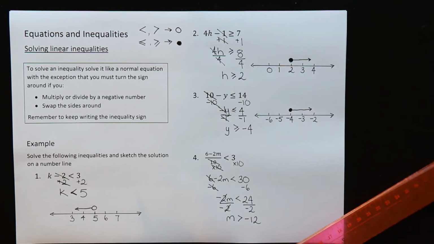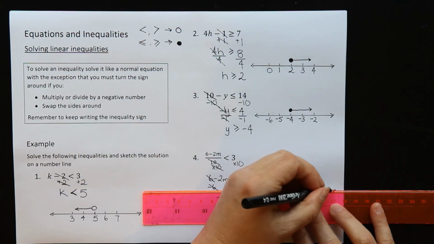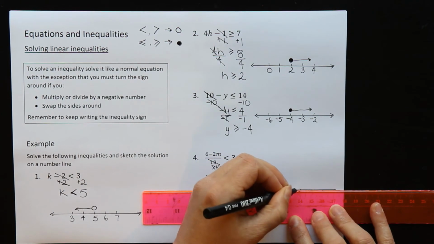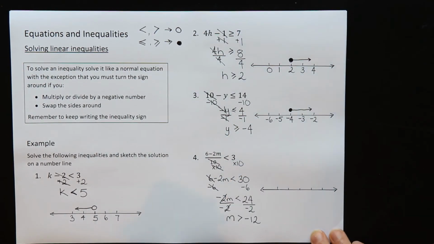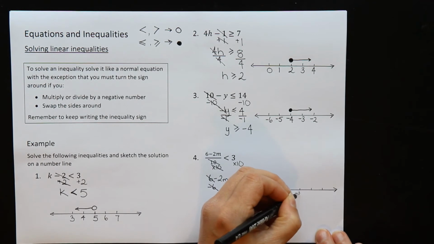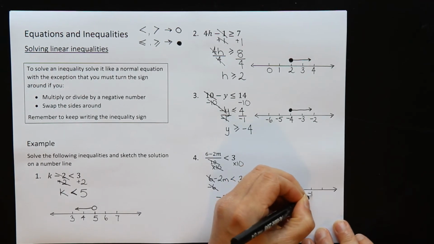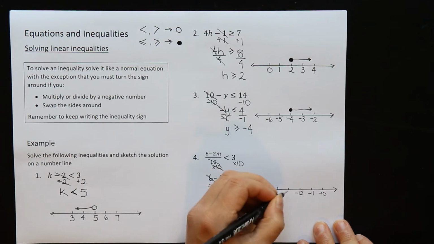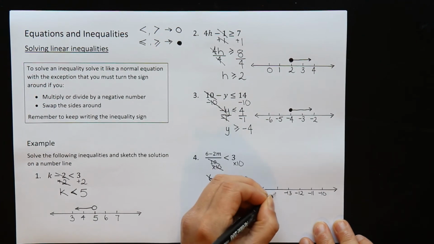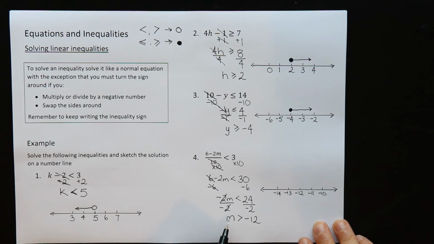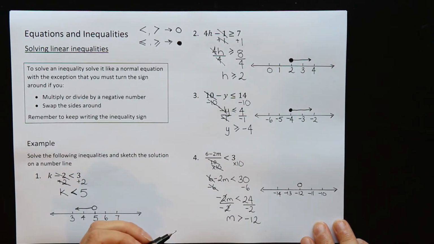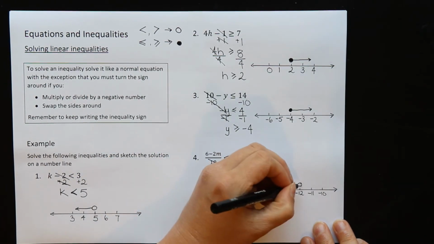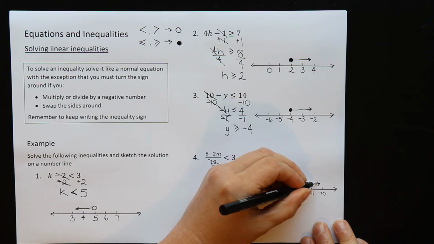Okay, now for the number line. So the solution in the middle, negative 12. Getting bigger would be negative 11, negative 10. Getting smaller, negative 13, negative 14. It has to be greater than, can't be equal to it. So I need an open circle this time. And greater than means must be getting bigger, so going that direction.